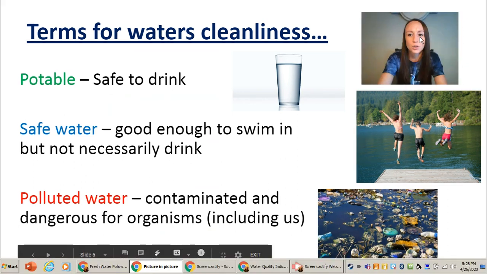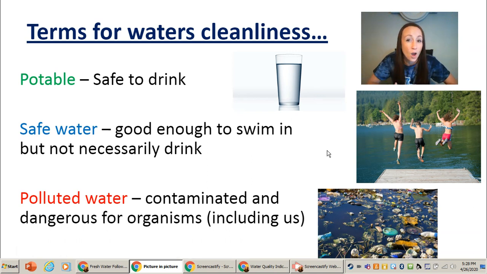The first thing I wanted to review with you all is the 3 different terms that we use when describing water's cleanliness. The first one is potable. Some people say it different ways, but for this lesson I'm going to say potable. If the water is potable, that means it is safe for you to drink. Bottled water we know is potable. It's meant for you to drink. Anything that comes out of your tap has been regulated by the government. It is safe for you to drink.